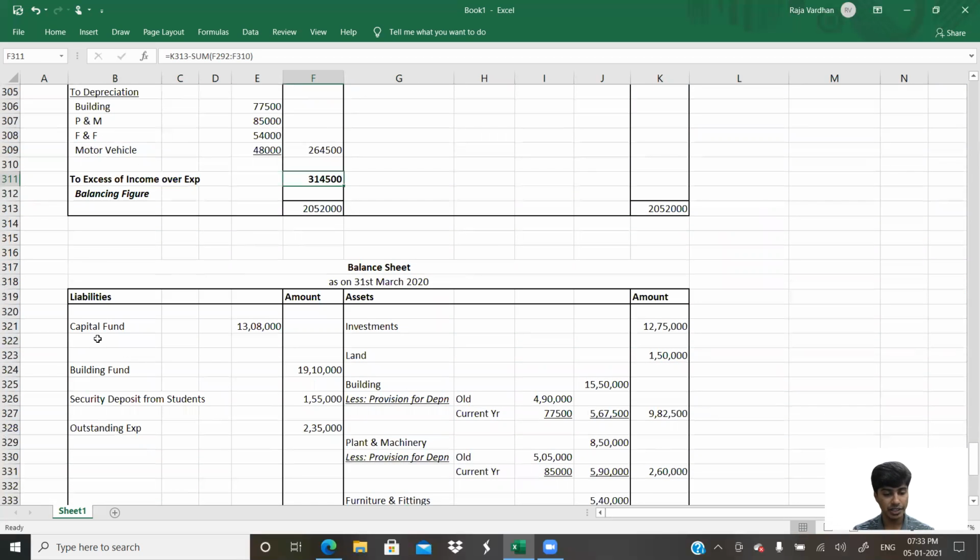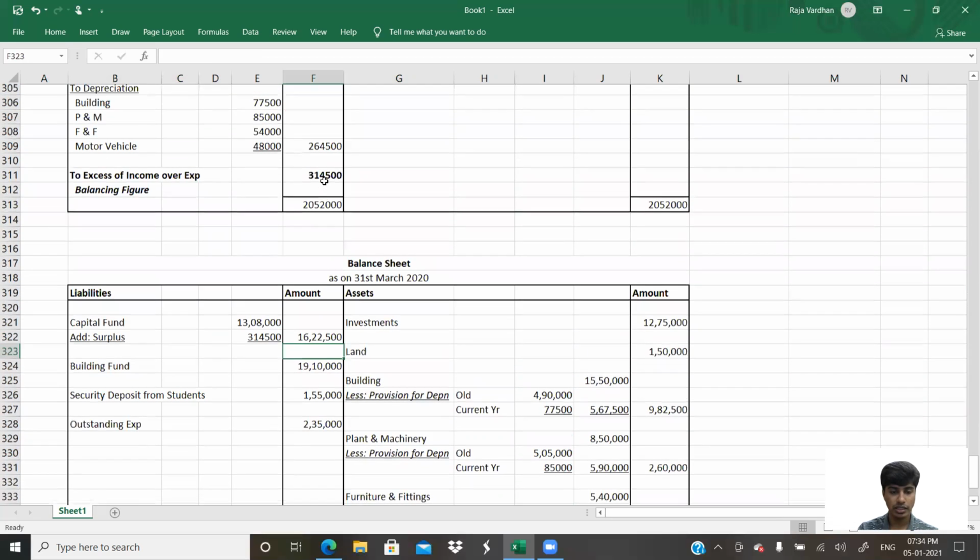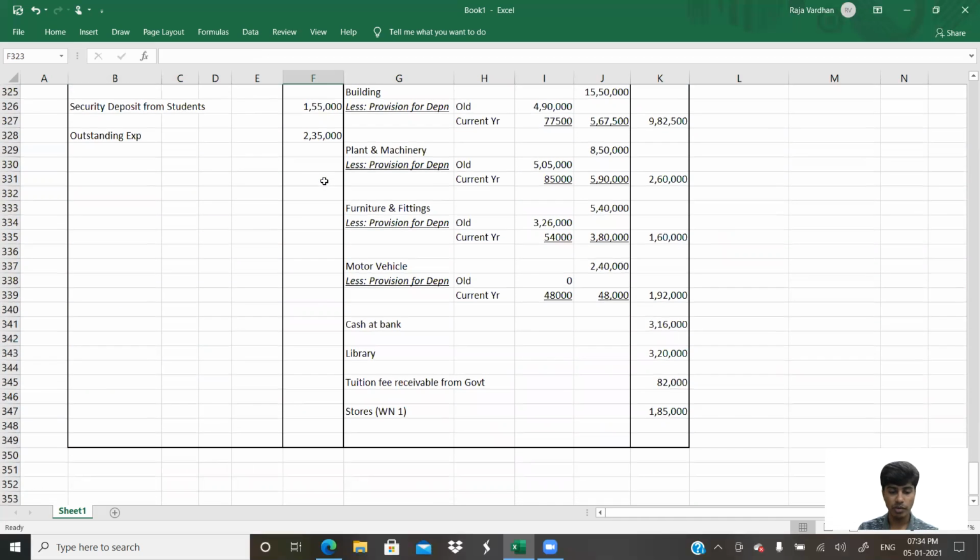So I'll come to my balance sheet. I'll write here, add surplus, equal to 3,14,500. And when you do this, you will get this, and that's it, boss. We're done with our balance sheet. You can check the totals.